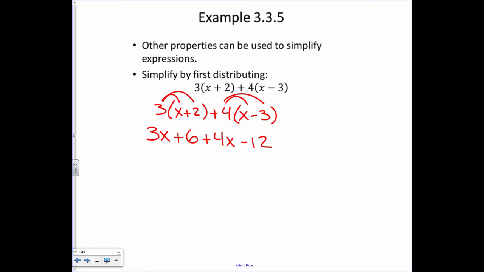And now we can add our like terms. 3x and 4x, that's going to give 7x. And 6 minus 12 will give you minus 6. And once again, because 7x and negative 6 are not like terms, we can't simplify this any further.